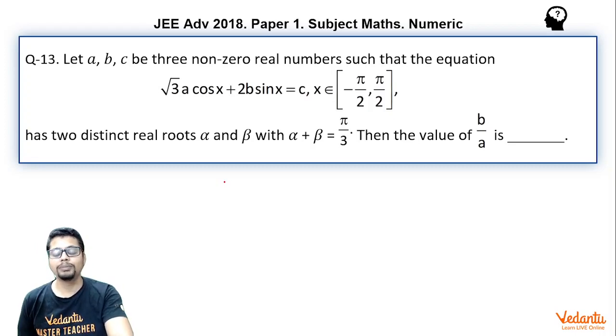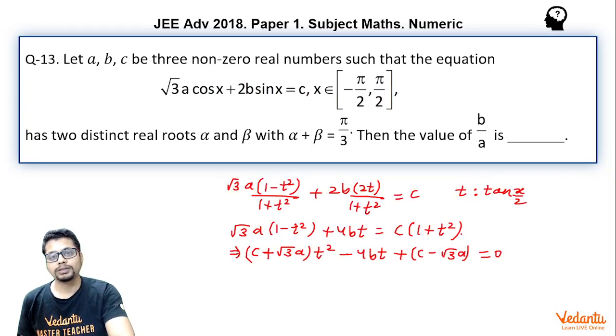Cos x is 1 minus tan square x by 2 divided by 1 plus tan square x by 2, and sin x is 2 tan x by 2 divided by 1 plus tan square x by 2. Let me straight away take tan x by 2 as t and write the equation. So upon writing cos x and sin x in terms of tan x by 2, taking tan x by 2 as t, and upon rearranging, I essentially get this quadratic.